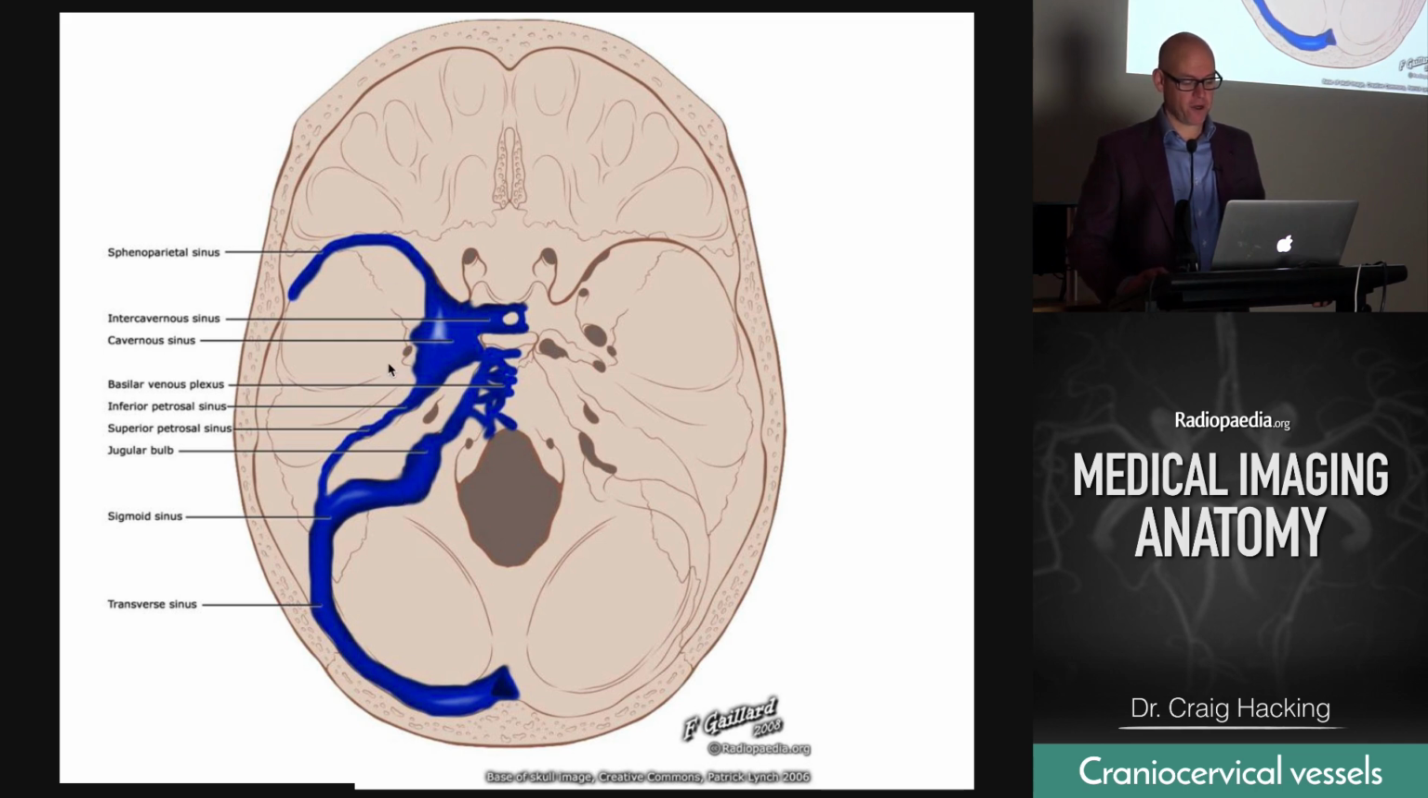And then you've got a lot of basal sinuses here. You've got the cavernous sinus, which I'll talk about shortly, which drains the sphenoparietal sinus. Also, the veins from the orbit will join back into there. And then there's a superior and an inferior petrosal sinus, and all roads lead down into this, the jugular foramen, where it will form the internal jugular vein.